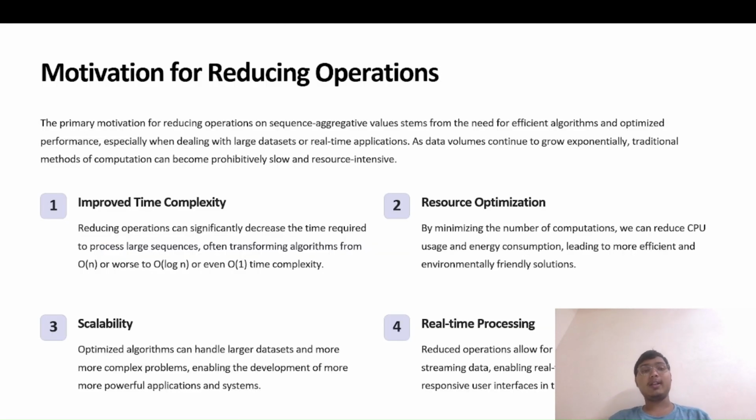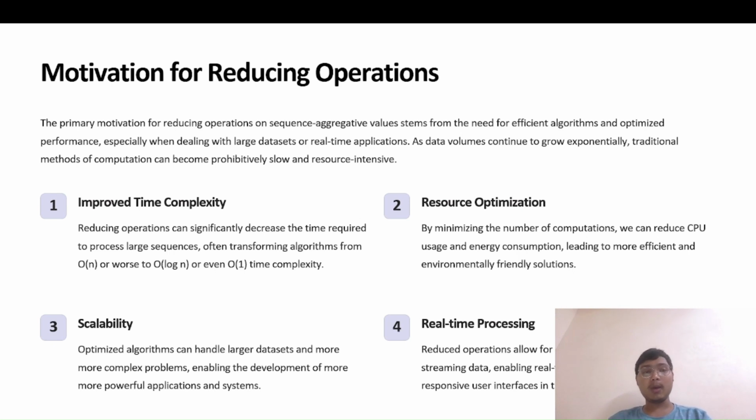Motivation for reducing operations. The primary motivation for reducing operations on sequence aggregative values stems from the need for efficient algorithms and optimized performance, especially when dealing with large datasets or real-time applications. As data volumes continue to grow exponentially, traditional methods of computation can become prohibitively slow and resource intensive.